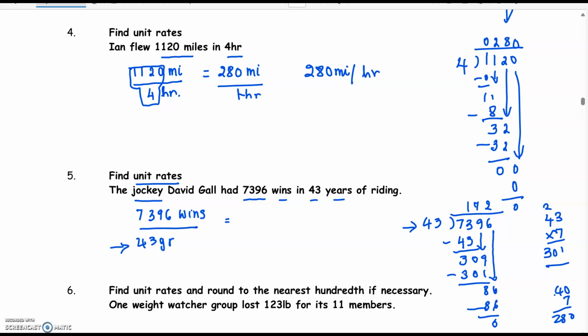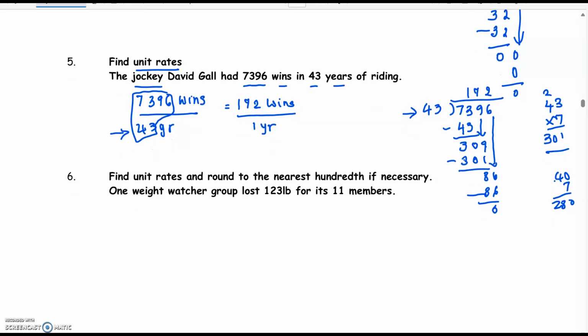So we have divided 7,396 by 43 to get the number 172 wins, and since the 43 in the denominator is gone, because that's what gave us the 172 wins, because we've divided by 43, we're left with only 1 in the denominator. So it's 172 wins per 1 year.